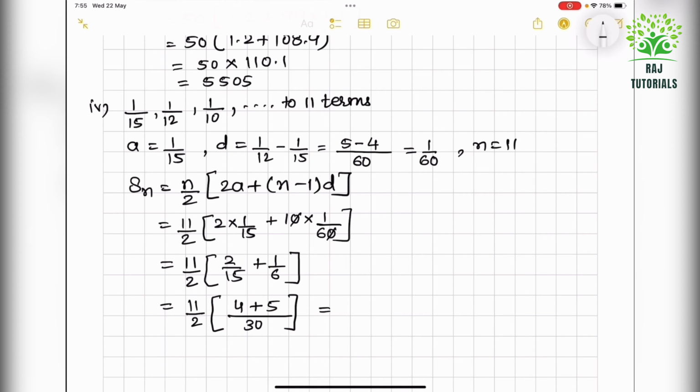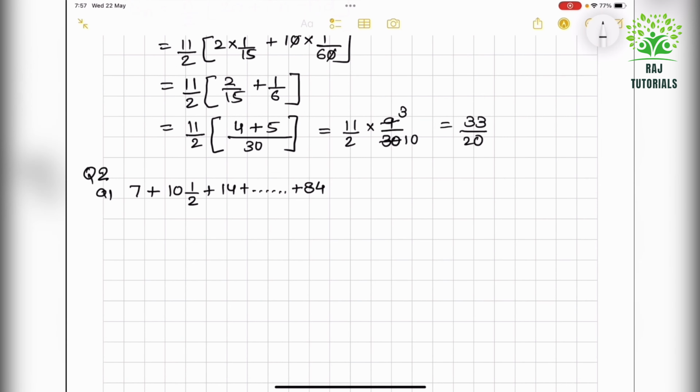So we get 11 upon 2 into 9 by 30. 3 3s are 9, 3 10s are 30. So it became 33 by 20. Says find the sum given below. First one is 7 plus 10 1/2 plus 14 plus dot dot dot 84.